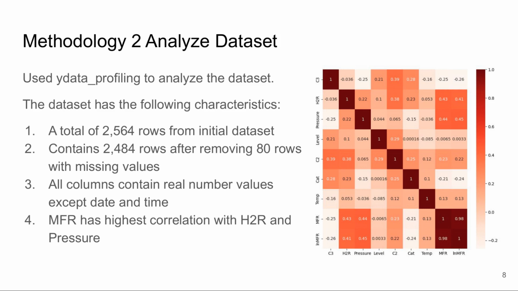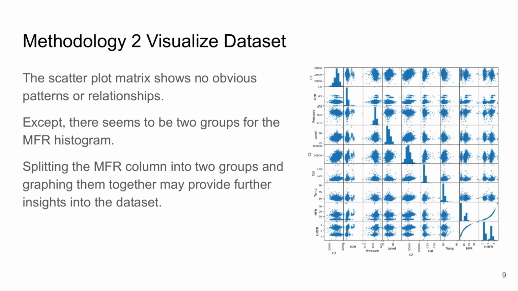All columns contain real value numbers except for the date and time, and MFR has the highest correlation with H2R and pressure, which can be seen on the matrix on the right. That's significant because that will have a great impact on how we train and visualize our models. The scatter plot matrix has no obvious relationships or patterns, as can be seen on the right.